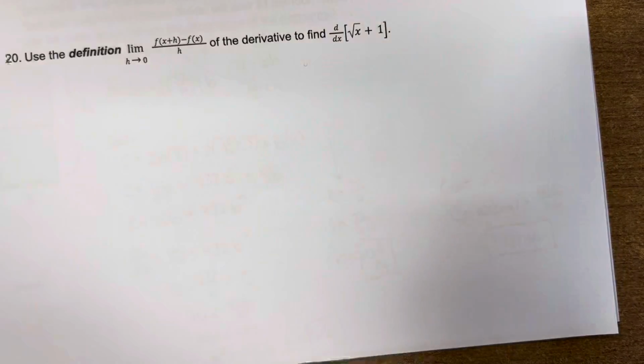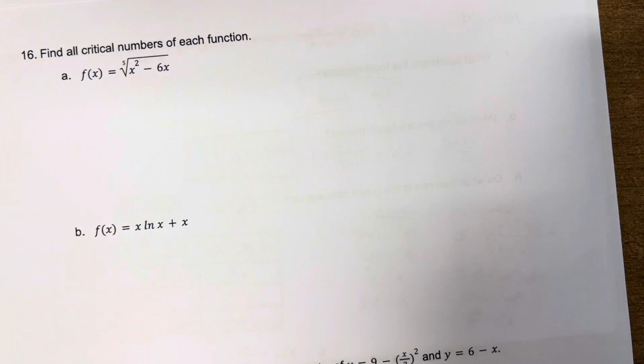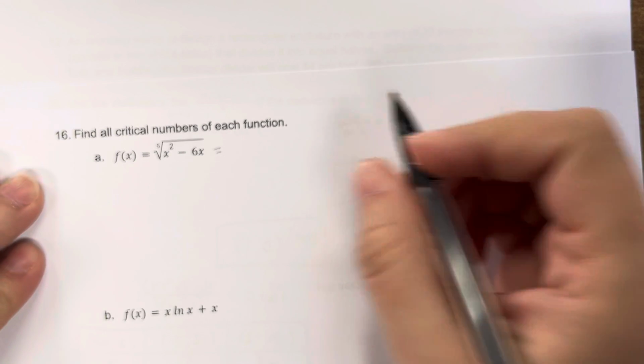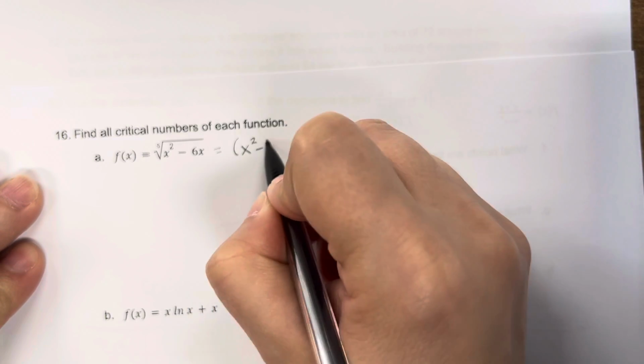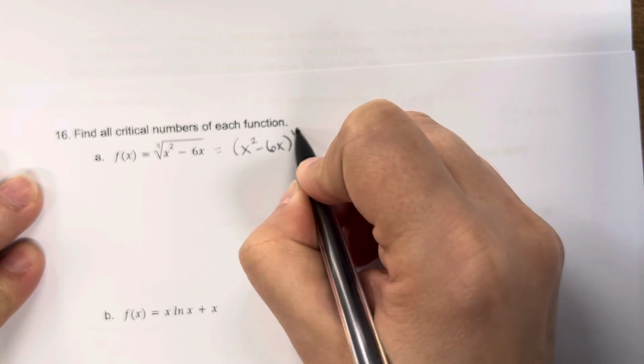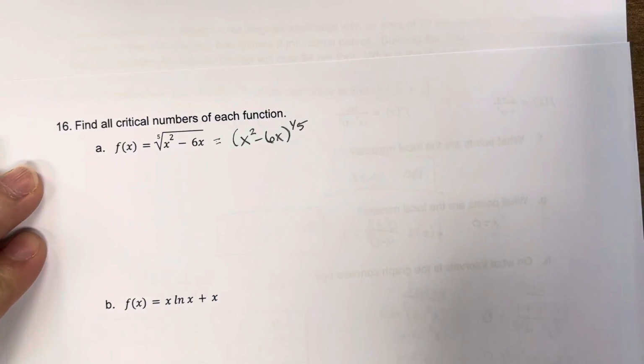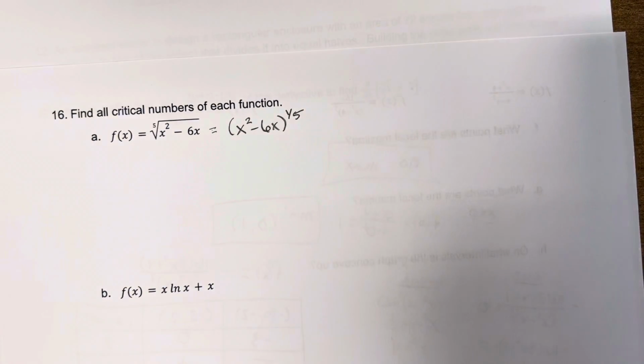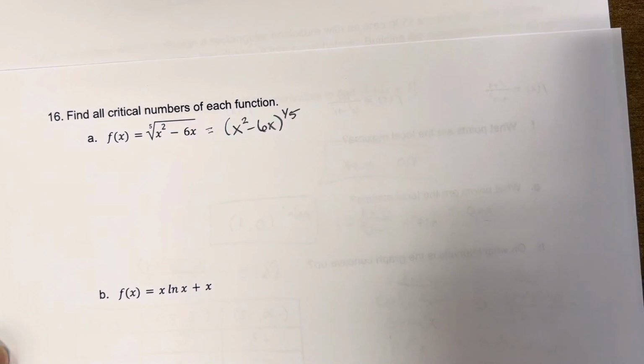All right, number 16. 16 says find all the critical numbers of each function. That first function looks really terrible. I'm going to rewrite that. I'm going to say that this is really the same thing as x squared minus 6x to the 1/5. So remember, when it's a fifth root, that's the denominator on your exponent. So that's a 1/5 right there.